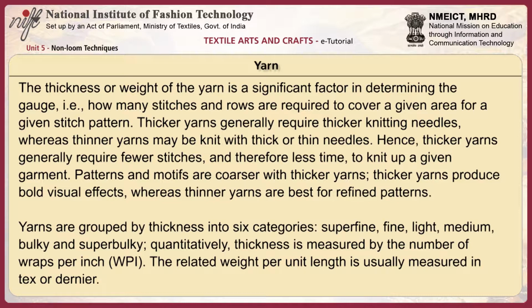Patterns and motifs are coarser with thicker yarns. Thicker yarns produce bold visual effects, whereas thinner yarns are best for refined patterns. Yarns are grouped by thickness into 6 categories: superfine, fine, light, medium, bulky, and super bulky. Quantitatively, thickness is measured by the number of wraps per inch (WPI). The related weight per unit length is usually measured in tex or denier.